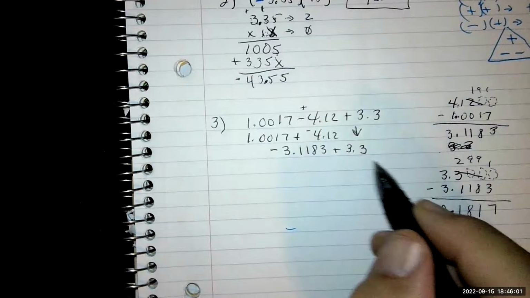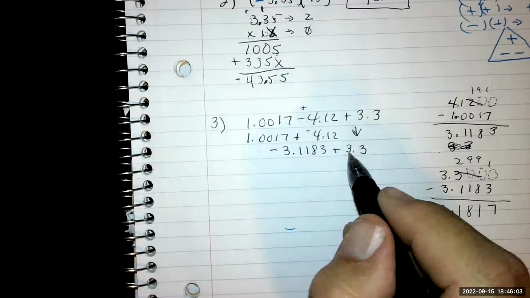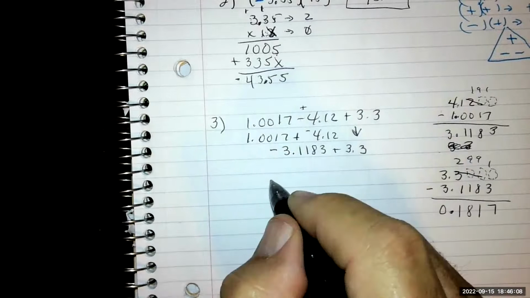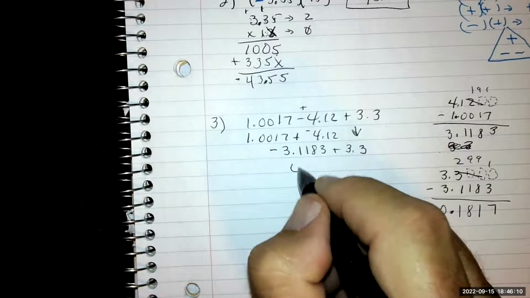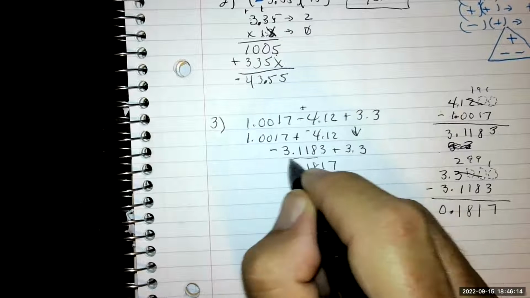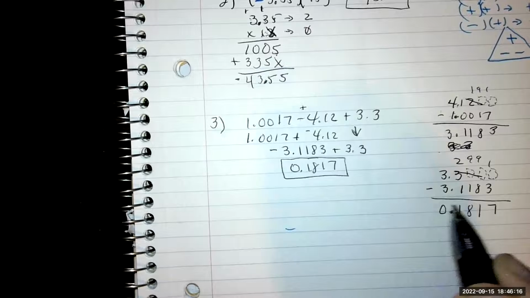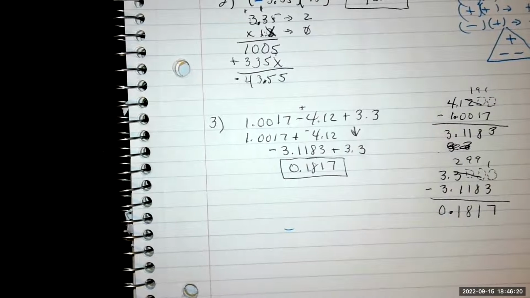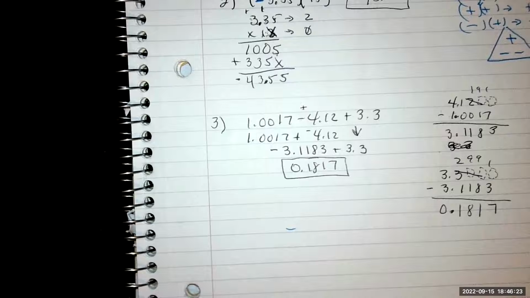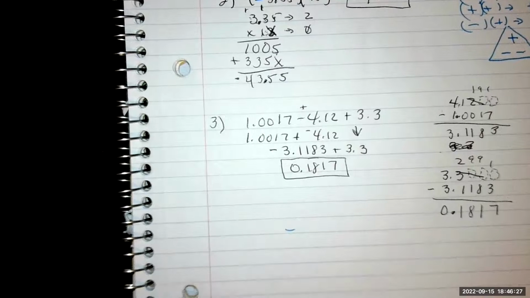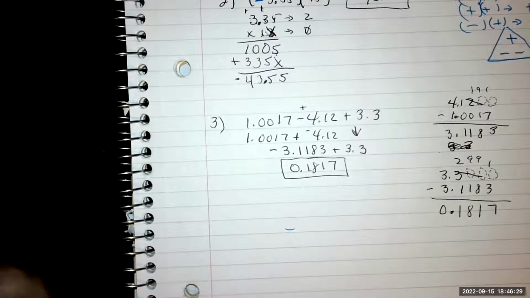Which one's bigger, 3.3 or 3.1? Well, hopefully you would say 3.3. So it's a positive answer. So my answer for this is going to be 0.1817. That's my answer for this whole problem here. Remember, you could mix it up. You could have done the -4 and a 3.3. You could have put those two together, but always try to put, when you see a subtract sign, the bigger number on top so you kind of control it that way a little better.